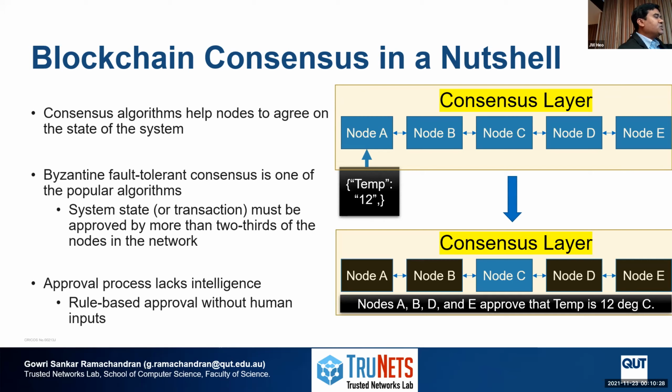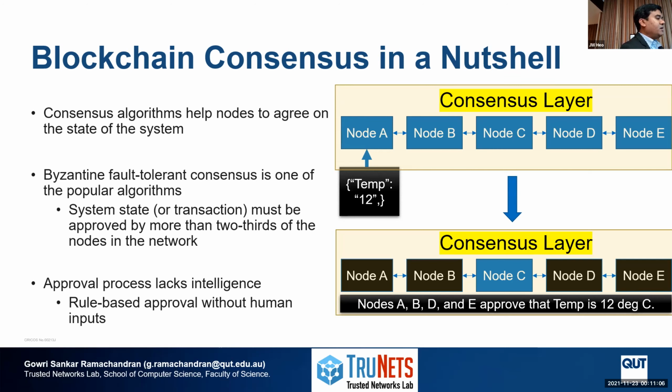And this is what ensures that we have some consistency and some transparency in the operations happening at that layer. The problem with this Byzantine fault tolerant consensus is that the process lacks intelligence. If you say the temperature is 12 degrees, everyone will look at that information and come to consensus. They won't go and check whether the temperature is actually 12 degrees or not. What they are agreeing on is that the temperature is 12 degrees.